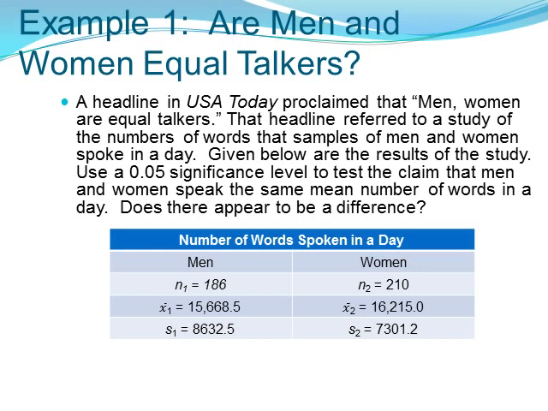So in this table we have the two different groups, men and women, and we have n sub 1 is 186, so there were 186 men in the study. N sub 2 is 210, so there were 210 women in the study. And then the sample mean for men is 15,668.5. The sample mean for women was 16,215.0. The standard deviation of the sample of men is 8,632.5, and the standard deviation of the sample for women is 7,301.2.